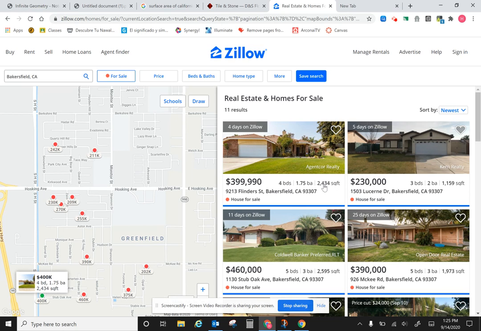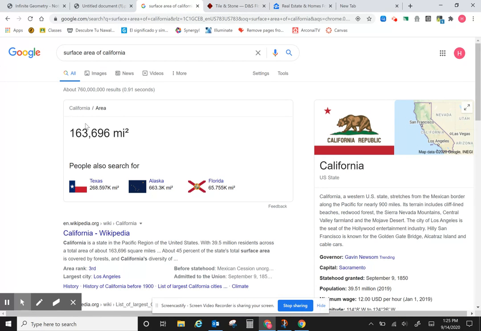It says 2,434 square feet, 1,159 square feet, and square feet, and square feet again. Now it's giving me area in square feet. If I go to Google and ask for the surface area of California, it gives me that the surface area of California is 163,696 square miles. So here I have for Texas, I also have a number in square miles, Alaska, Florida. So here it gives me the area in square miles. So for houses, it gave me square feet, and for a state, it gave me square miles.